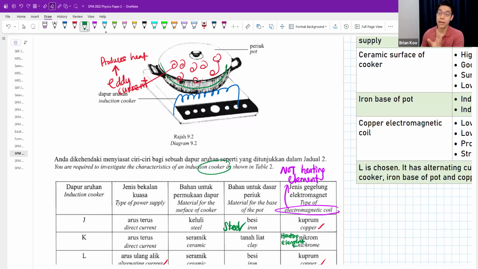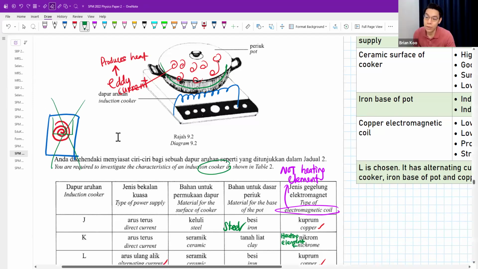For induction cooker, guys, I'm not talking about the other kind of cooker. Another kind of cooker has a heating element. You turn it on, then the wire will become very, very hot, red color. And then you put your pot on top. This one can be any kind of pot, because it's not an induction cooker. It's not electromagnetic induction. It's just I supply heat, the wire heating element becomes very hot, and then it will heat up the pot, it will heat up the food. We're not talking about this.